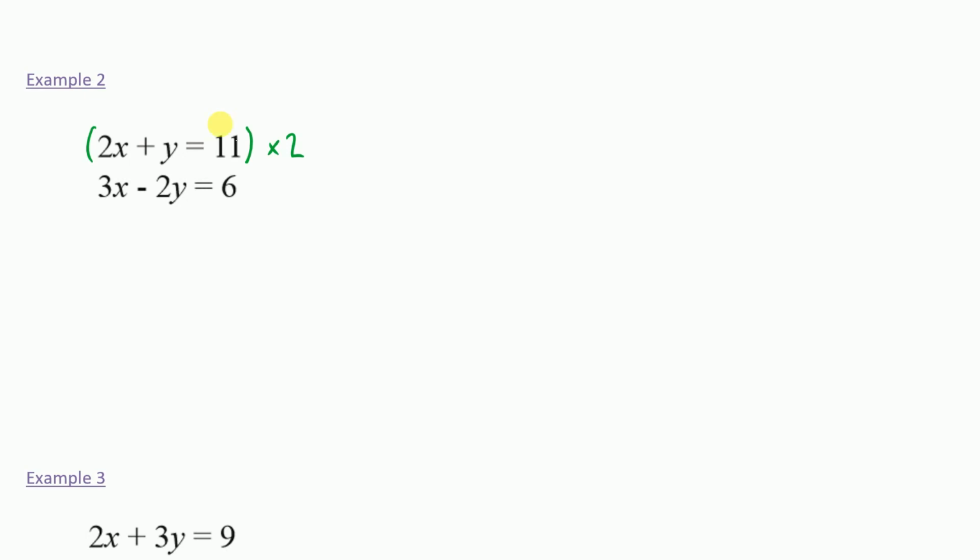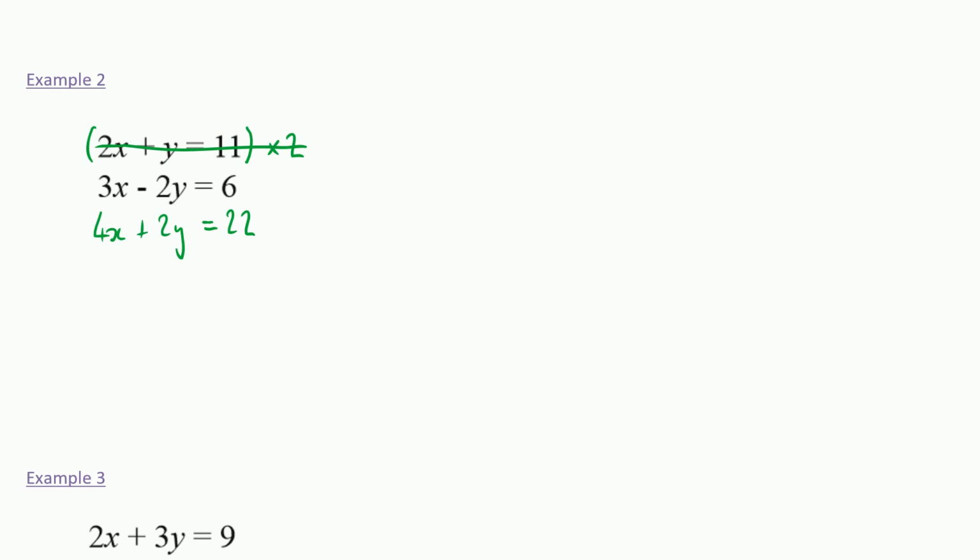What happens when I do that? I end up with 4x plus 2y equals 22. Now I've used that equation, so I can put a line through it. And I can see that between these two equations, I now have the same number of y's in each equation. In fact, it was because I had a 2 in front of the y that I wanted to multiply my first equation by 2, because that let me get the same number of y's in both equations.